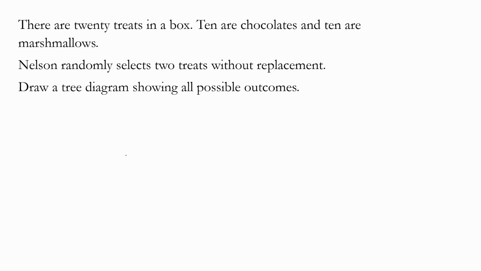Right, let's do question 6b1. There are 20 sweets in a box, 10 are chocolates, and 10 are marshmallows. Nelson randomly selects 2 sweets without replacement. Draw a tree diagram showing all possible outcomes.